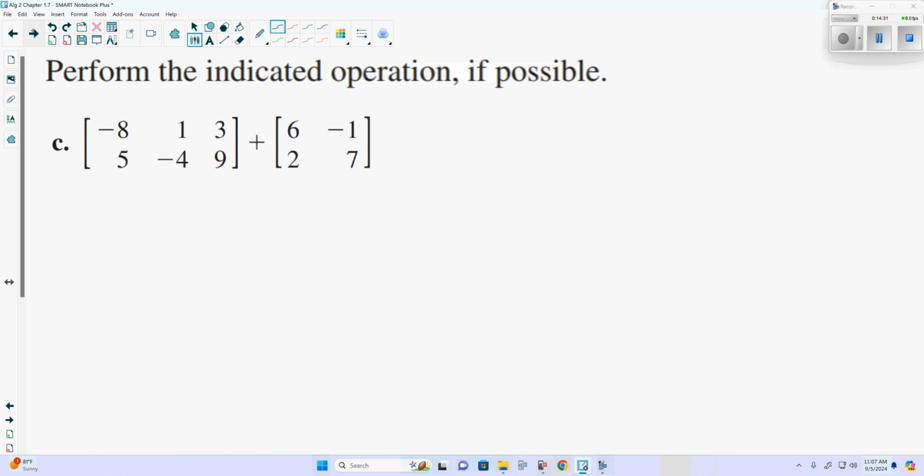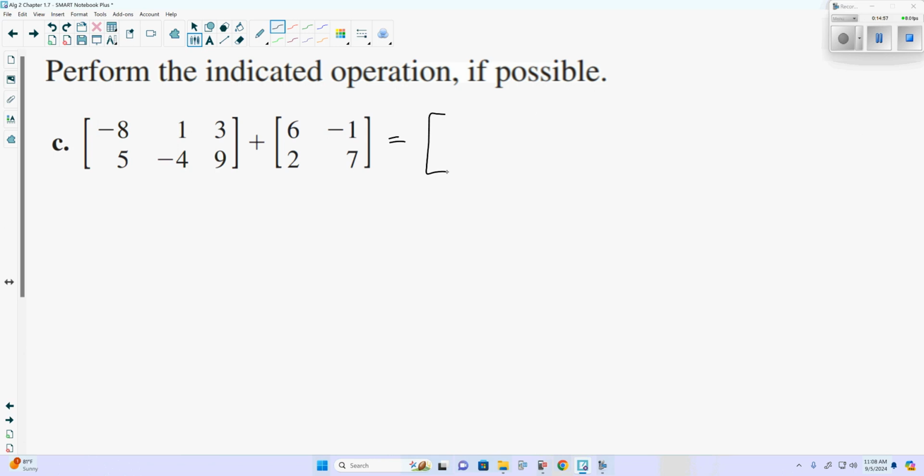All right, guys, let's look at this one here. This one here is not possible. It's undefined. Our first one's a 2 by 3, yes? 2 rows, 3 columns. The second one is a 2 by 2. Are the dimensions the same? No. So it's undefined. And here's why.